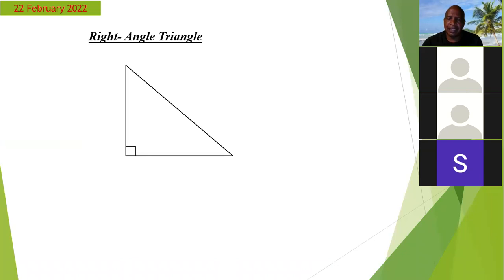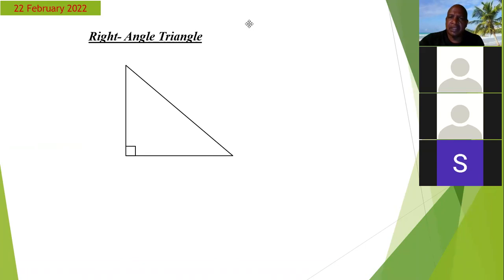You said all the angles add up to how much? 90. Okay, sorry. Correction. All the angles add up to 180. So if one angle is already 90, which is this angle here, how many angles do you have in total? 3. 3, right. So there are 3 angles in total, and all of them add up to 180.